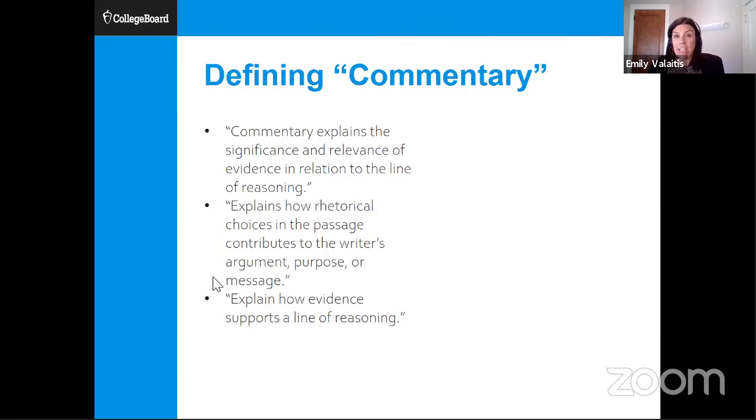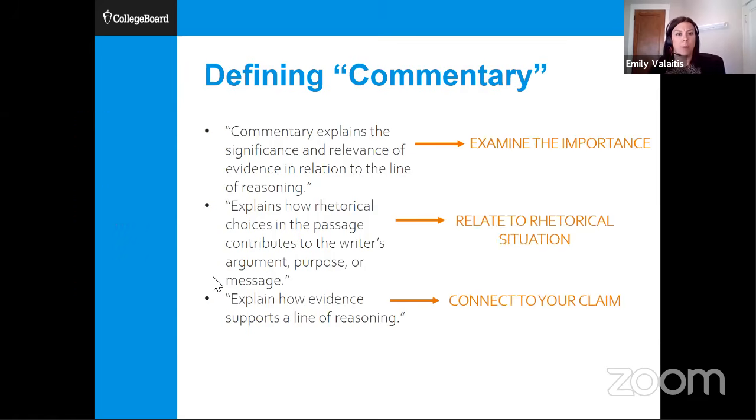If we had to summarize each of those into categories or tips or ways in which you could achieve that, I would maybe describe them this way. The first one is really looking at the importance of the example itself. Explain the significance and the relevance of the evidence. Why is it important? The second is really talking about the rhetorical situation, how those rhetorical choices contribute to argument, purpose, and message. You've heard Mrs. Knight and I talk nonstop about the rhetorical situation. Those are 3 of the 6 elements in the rhetorical situation.